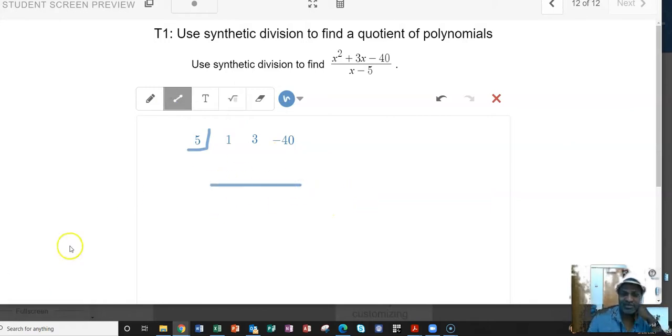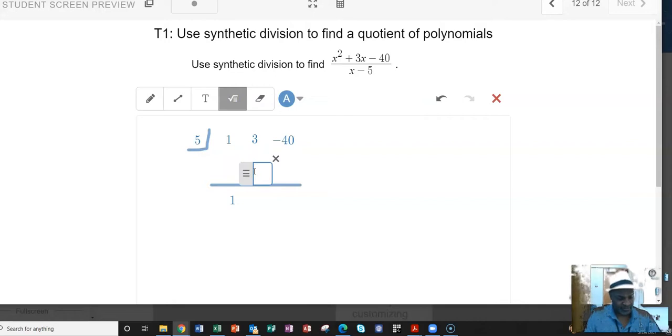And look, we're not taking hardly any space through this. We start the process by bringing down the 1. So let's bring the 1 straight down underneath the line. Next we're going to multiply this number times that 1, the 5 times the 1. That's going to be 5, and I'm going to put it underneath the 3 in the next column.